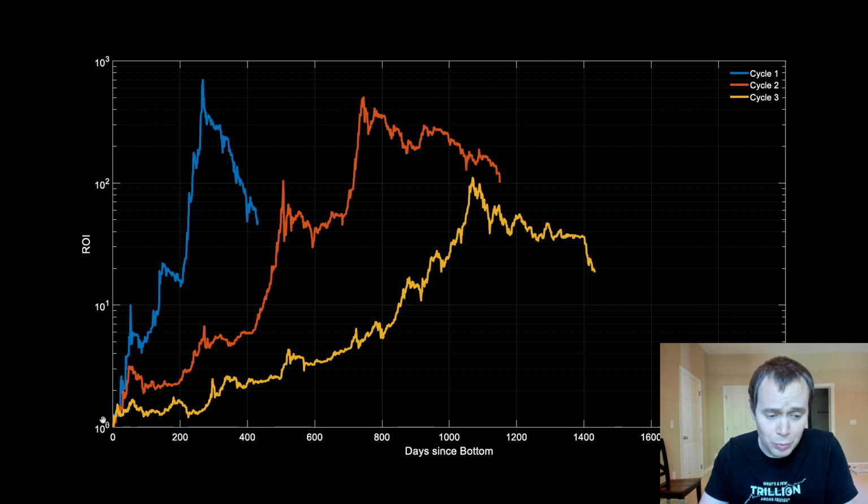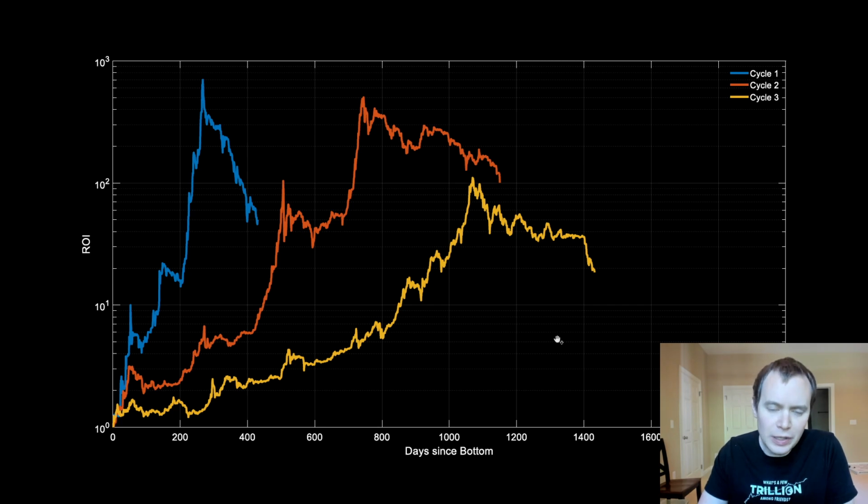Note that this is a logarithmic scale. So 10 to the 0 is 1. That's why they're all normalized to 1. 10 to the first power is 10. 10 squared is 100. 10 cubed is 1,000. So we've seen a 700x, a 500x, and just over 100x.